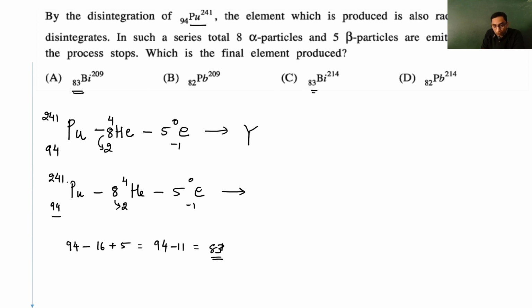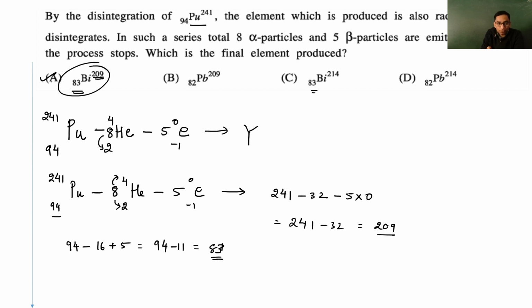And now let's figure out about the mass number. So 241, then minus, now you need to multiply 8 4s are 32, minus 32, and minus of 5 into 0. So this is basically 241 minus 32. So this would be 209. Yeah, 209. So that gives A option as our correct answer. So Y is 209 and 83. So basically this is bismuth.